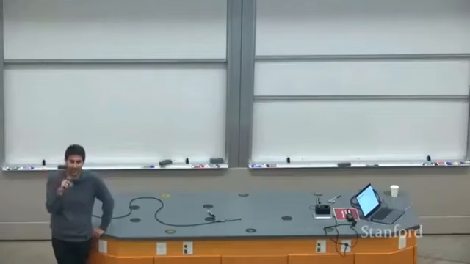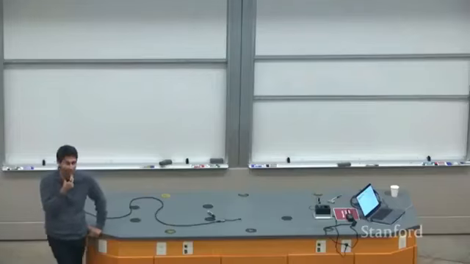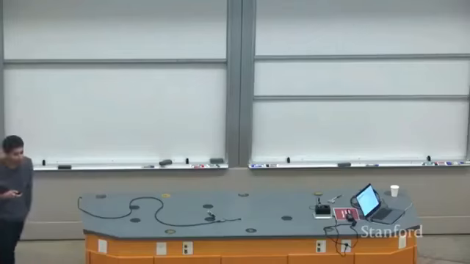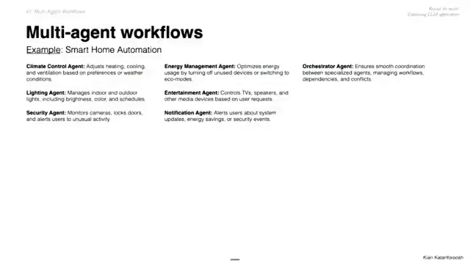I agree. And maybe the orchestrator will be the communication line with the user, but it might communicate with that agent in order to get it done. Yeah, I like those. So those are all really good examples. Here is the list I had up there. So climate control, lighting, security, energy management, entertainment, notification agent, alerts about the system updates, energy saving, and orchestrator. So all of them you mentioned, actually.